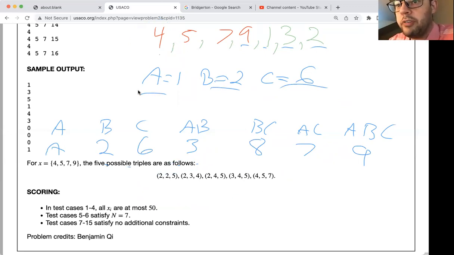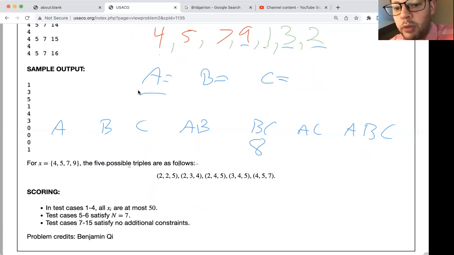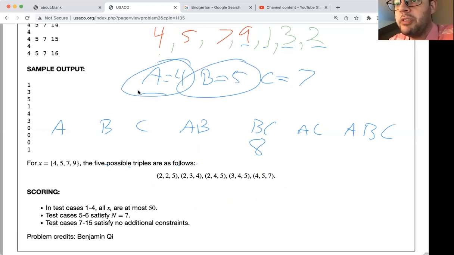Let's do one with the larger values to see how that works. It's 4, 5, 7. But we can actually just eyeball that, and we can see that 4 plus 5 generates the 9, and then we're good because we're given 4, 5, 7, and then 9. And this will be the case for every combination.